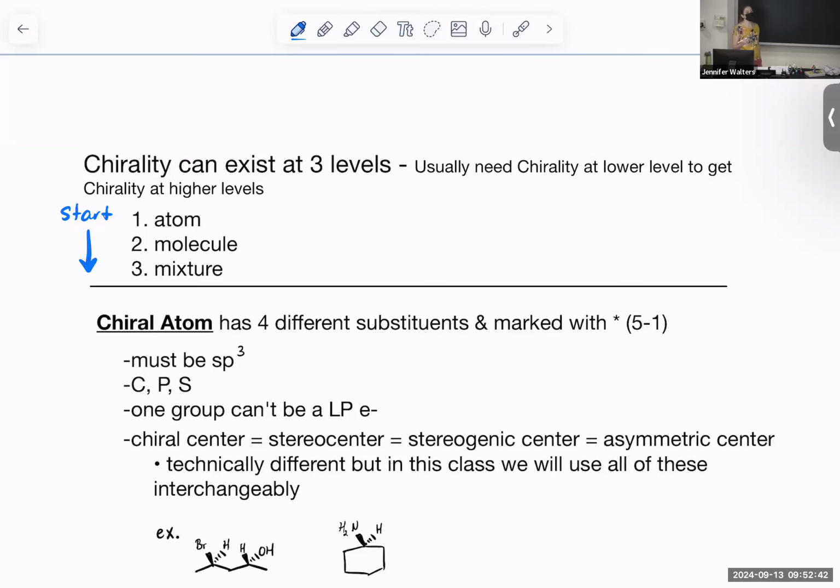So to figure out if you have a chiral mixture, you ask yourself, do I have chiral atoms? Then you ask, do I have a chiral molecule? And then you can ask, do I have a chiral mixture? Right? You have to do it in that order. Find the atom, then the molecule, then the mixture.